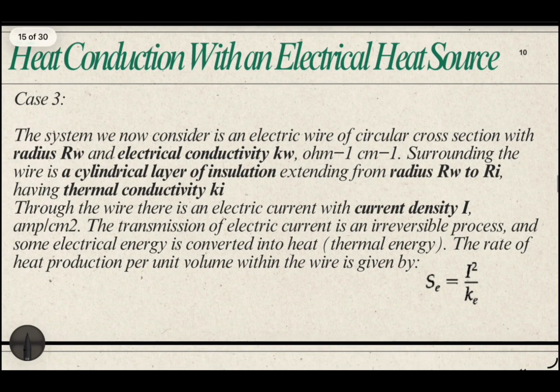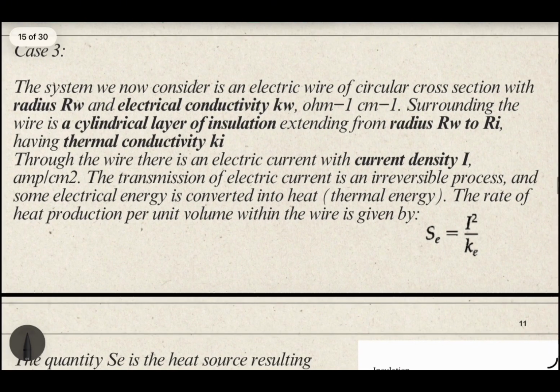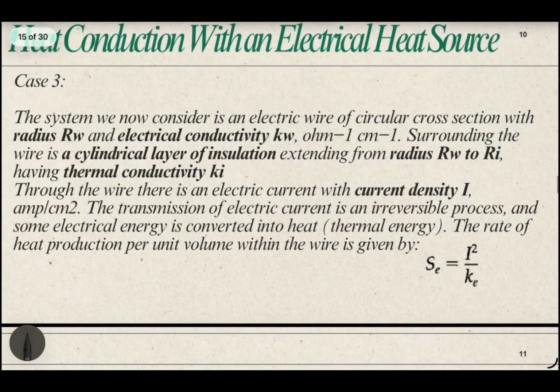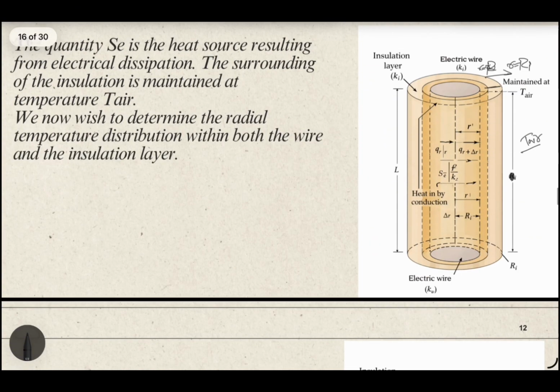So now let's discuss case 3. In this case, we have a wire whose cross section area varies with radius RW till the wire part, and it is insulated with an insulation material whose radius varies from R equal to RW to R equal to capital RI. And the other thing, heat generation is the same, and the temperature of the surrounding is given, that is TR. So it is a bit difficult question, but the procedure would be the same.